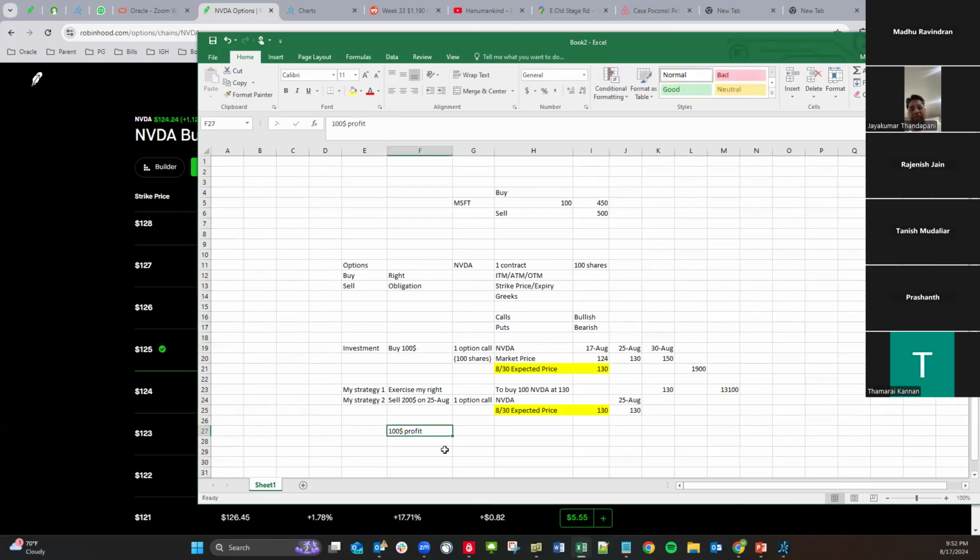And I will not hold any NVIDIA shares here, because all you're doing is buying the option and selling the option. So the difference, the main thing, is capital compared to regular stocks if you want to buy and trade.